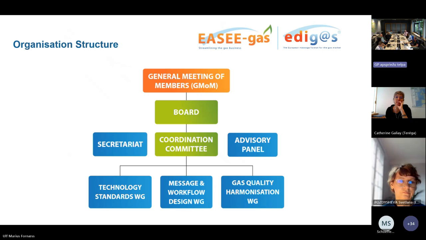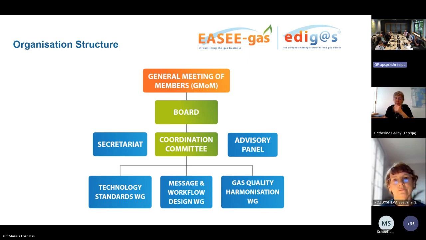So you can see the organizational structure of EASEE-gas. We have the annual members meeting, the GMOM, General Meeting of Members. And we have the board, of course, supported by the secretariat and the coordination committee. We have an advisory panel where external associations like EFET, or Energy Traders Europe, sorry, or NSOC and others are present. And of course, we have 3 working groups.